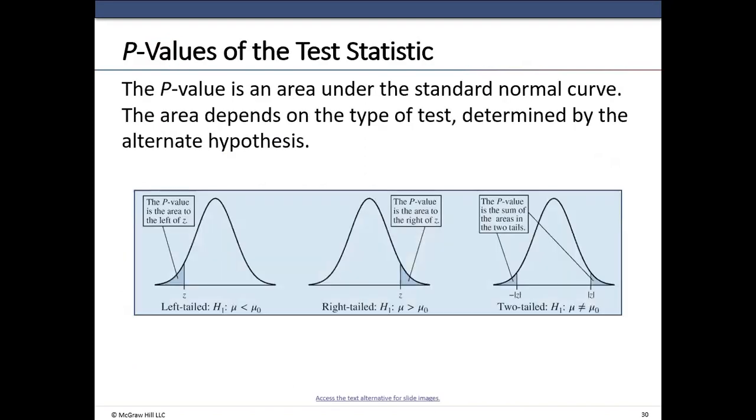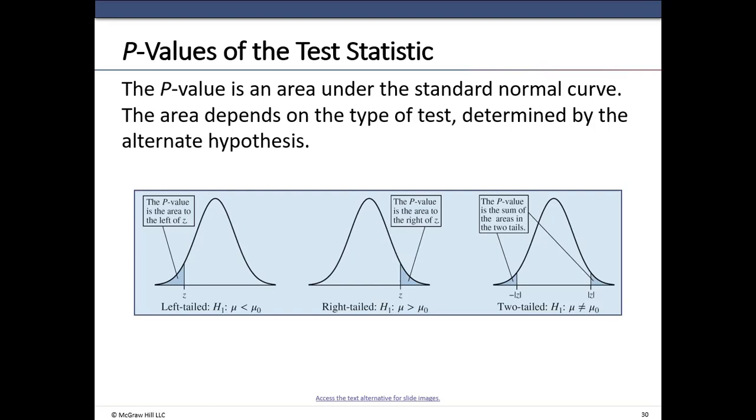Okay, how the p-value is calculated. If it's a left tail test, p-value is the area to the left of the test statistic under the standard normal curve, as in the first picture. If it is a right tail test, remember the alternate hypothesis tells you which direction the test goes. If mu is greater than mu0, it's a right tail test. That means the test statistic falls in the right tail, and the p-value is the area to the right of the test statistic under the standard normal curve.